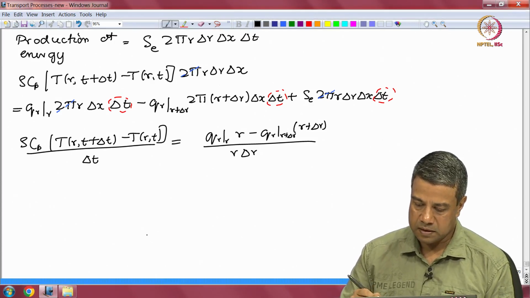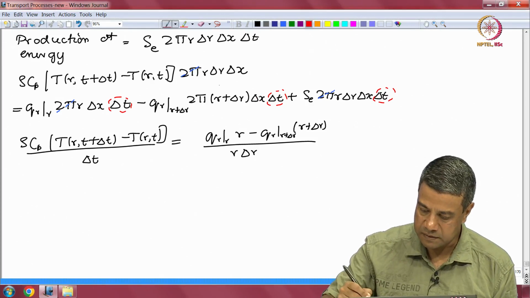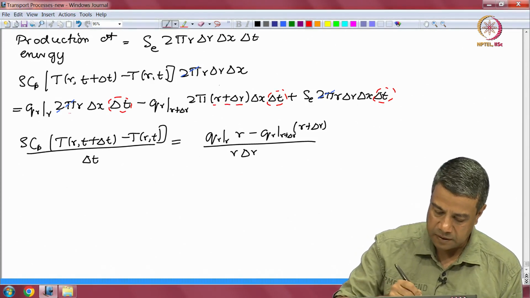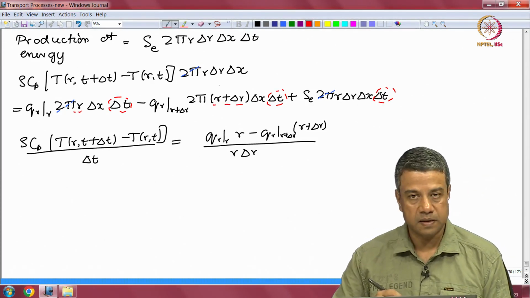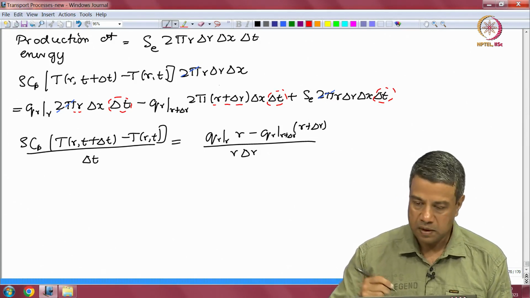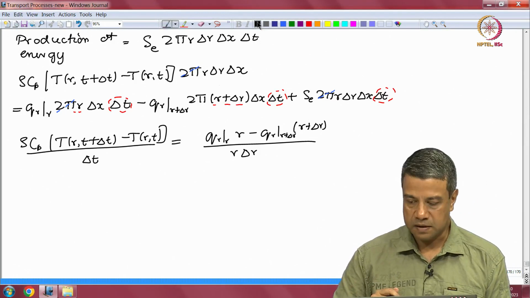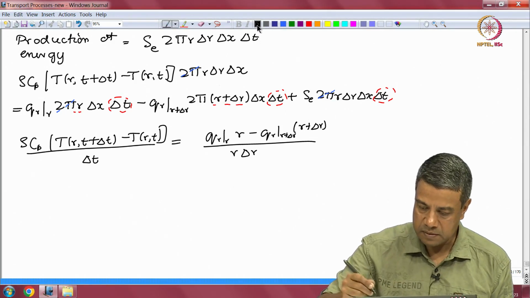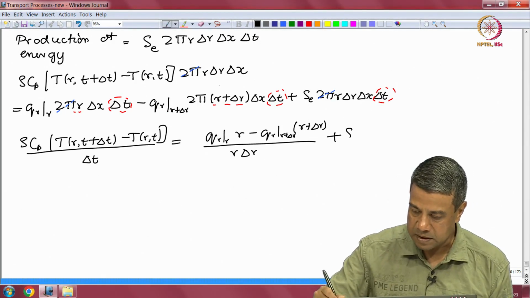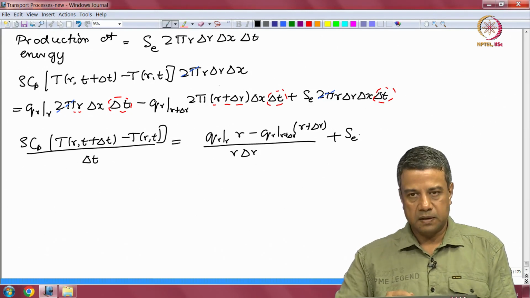Note that these two are different. Okay. The surface areas are different for the surfaces at r and r plus delta r. Okay, and it is important to keep that in mind when we do the simplification. Surface areas are different. Okay. The last term, of course, I divide by volume and time, I will just get S_E. Okay.